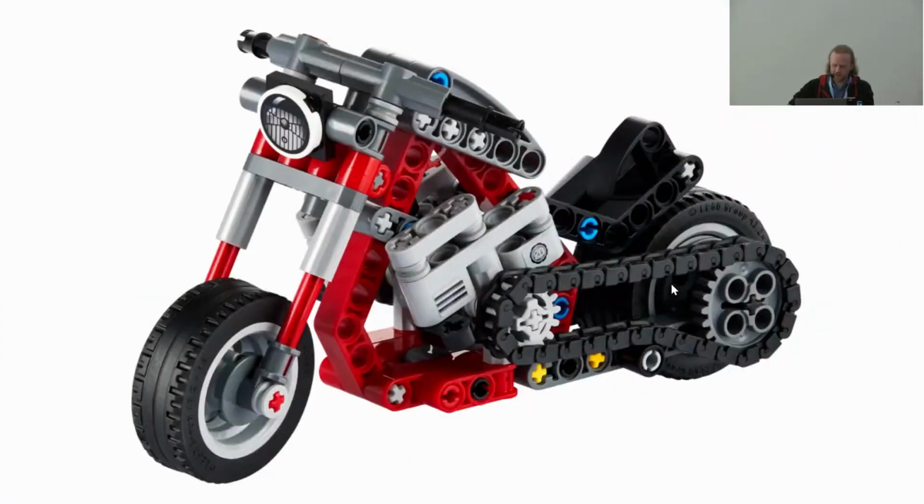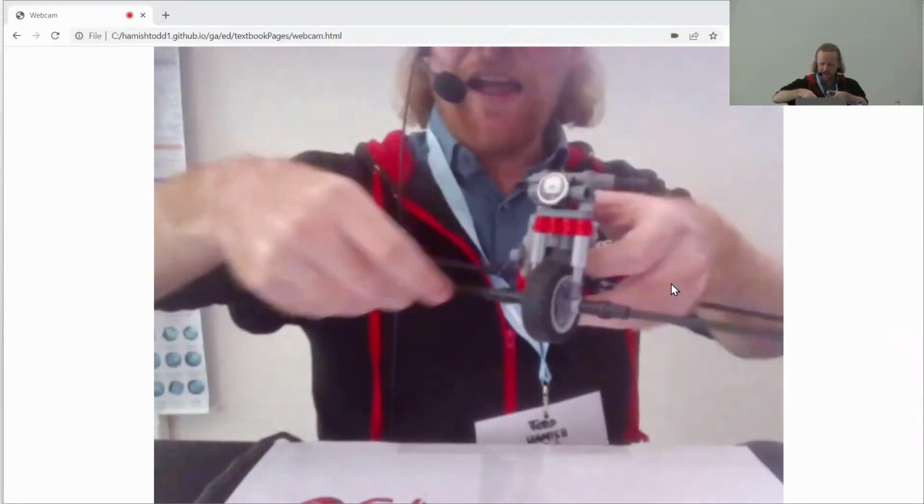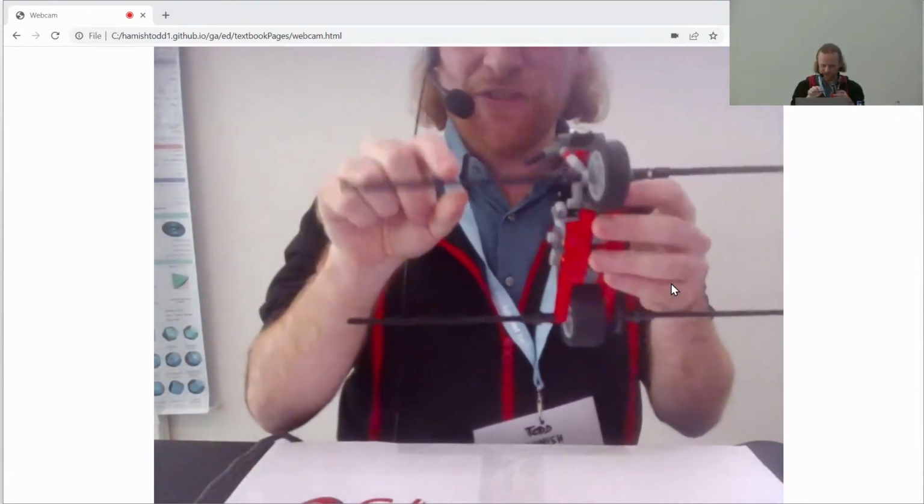All right. Another way of illustrating the same thing. Let me see how much time I've got. Yeah, it's okay. So here I've got a Lego motorbike, right? Let me show, and I've attached some poles to its axles.